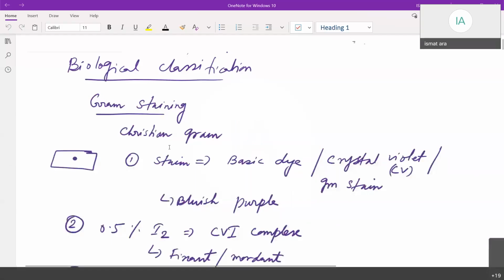Then you are giving here stain. Which stain you are giving here? Crystal violet, or basic dye, you are giving here. When you are adding this crystal violet, you will see that the color of the cell is bluish purple. In the second step, add here iodine, 0.5% iodine.